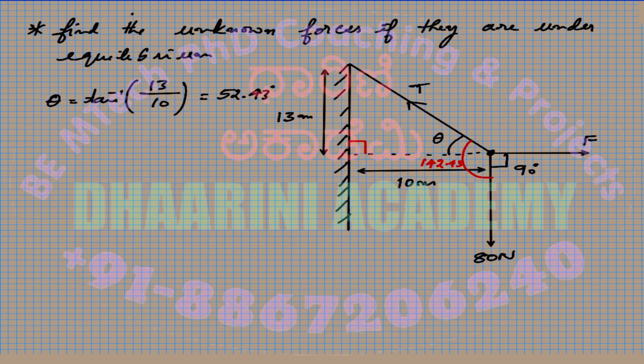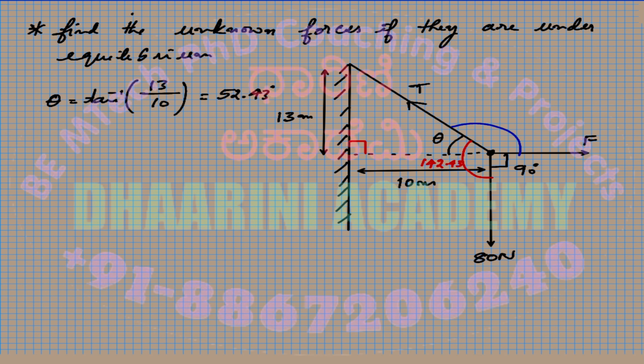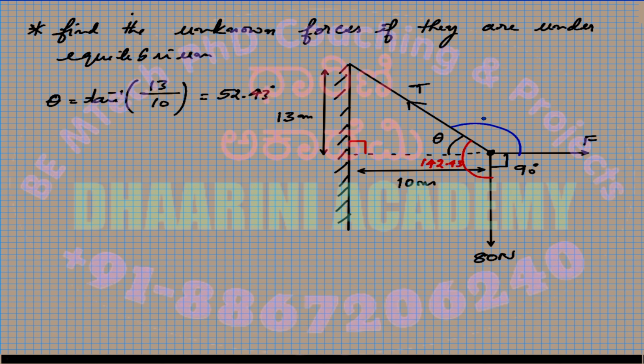So that means I can calculate another angle, which is between F and T. That should be 360 minus this 142.43 minus 90. That gives me 127.57. All right, so we got all that.